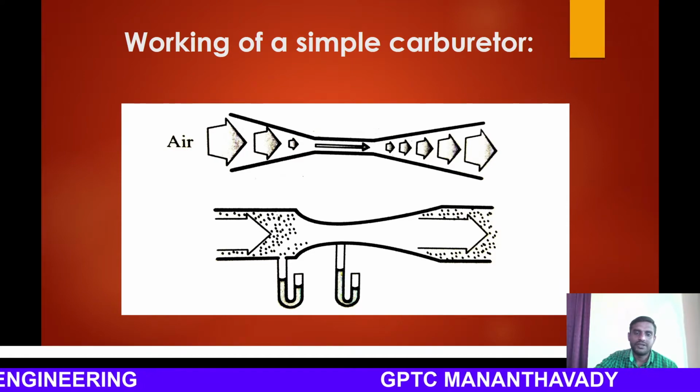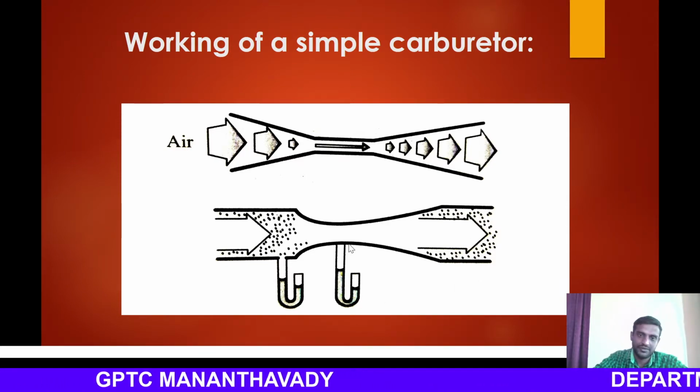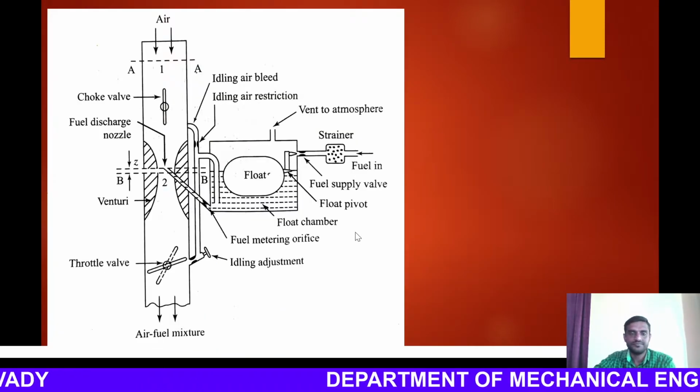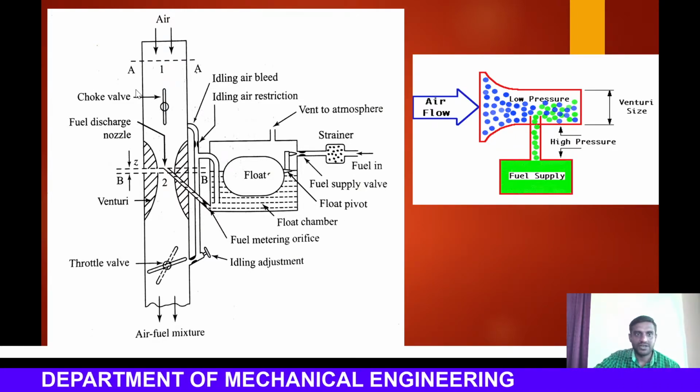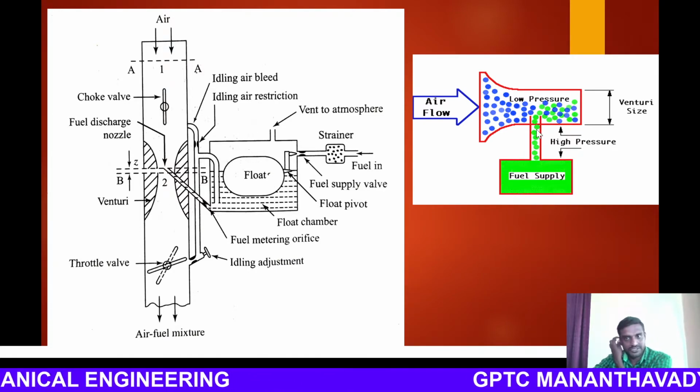So liquid will rise. This is the working principle of a simple carburetor. Let's say a venturi region is used in it. So this is the diagrammatic representation of a simple carburetor. Here you can see the various parts of a simple carburetor. This is what I already told you.